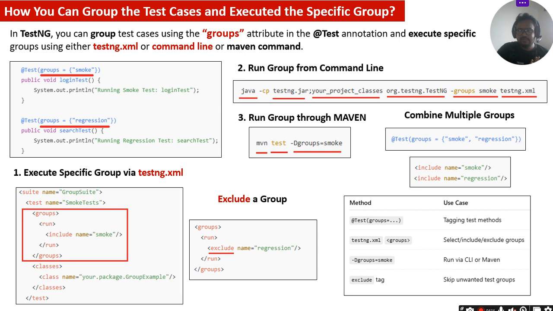Trust me, if they are focusing on TestNG, they will definitely ask this question, because it is also very useful in automation testing when you are executing your automation test cases. So this is the use case: in @Test groups you provide the group names, in testng.xml groups you provide the include and exclude methods, and with -Dgroups=smoke you can run from the command line or Maven. The exclude tag will skip the unwanted test cases from the group. This is how you can answer this question about grouping test cases in your automation framework, and I hope this is useful information for you guys.